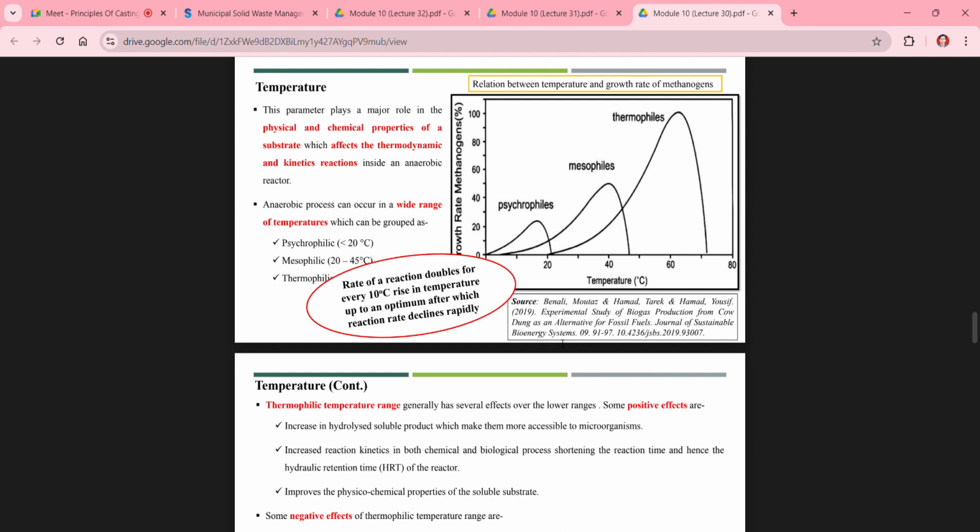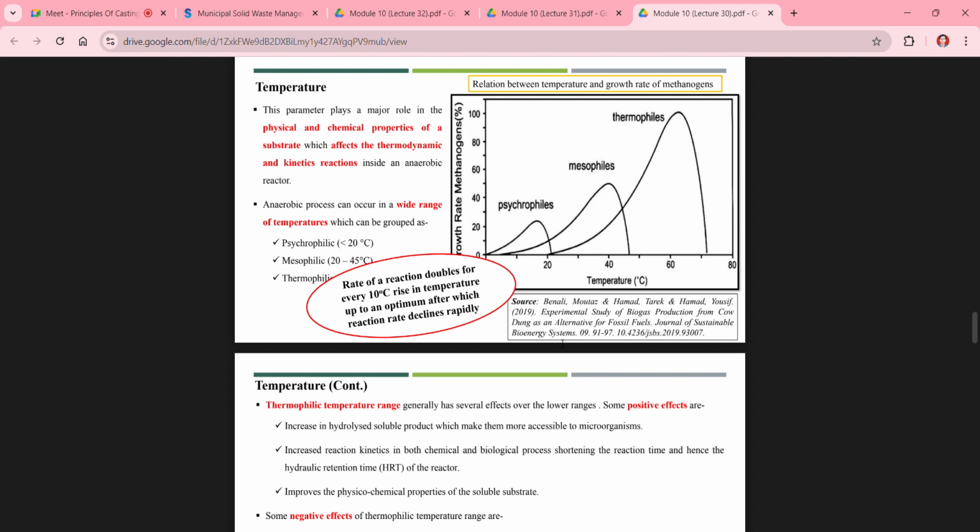So there are three different phases during the anaerobic digestion process: psychrophilic, mesophilic, and thermophilic. These phases are dependent on the temperature, and they represent the increase in CH4 generation during the methanogenesis process. In the psychrophilic phase, the temperature will be around 0 to 20 degrees Celsius, and the CH4 generation will be around 20 to 30% only.